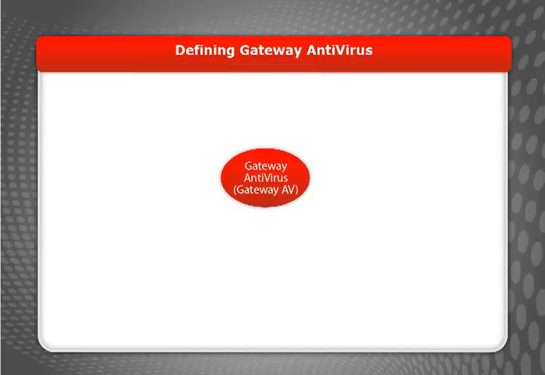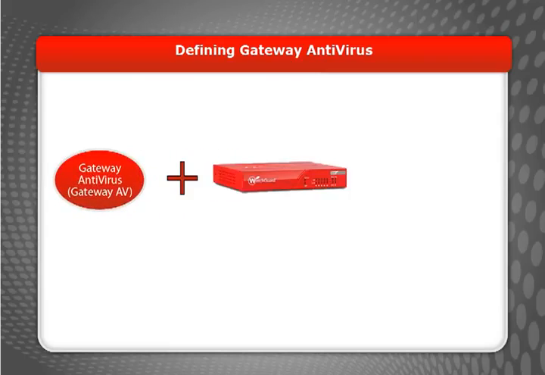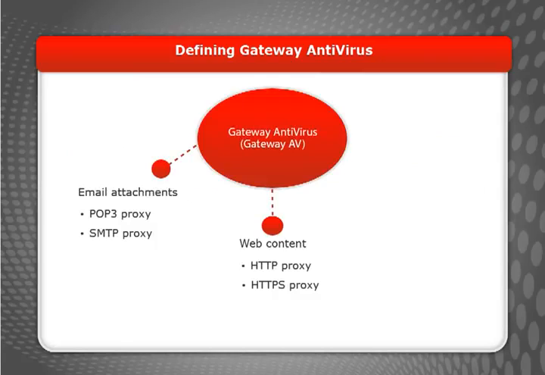Gateway Antivirus, or Gateway AV, is a security subscription that enables your Firebox or XTM device to identify and block viruses by scanning email attachments, web content, and FTP downloads. Most people don't notice if their email or FTP downloads run a bit slower because of AV scanning, but people do tend to complain when their web browsing slows down.